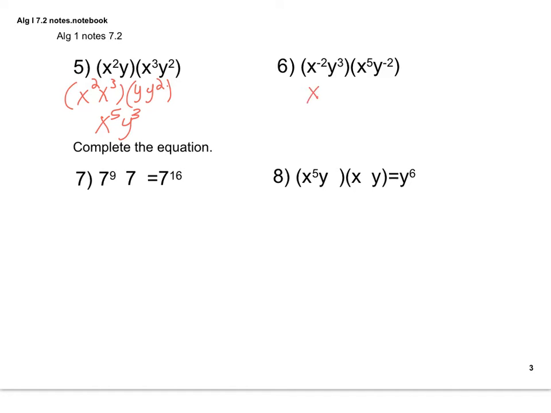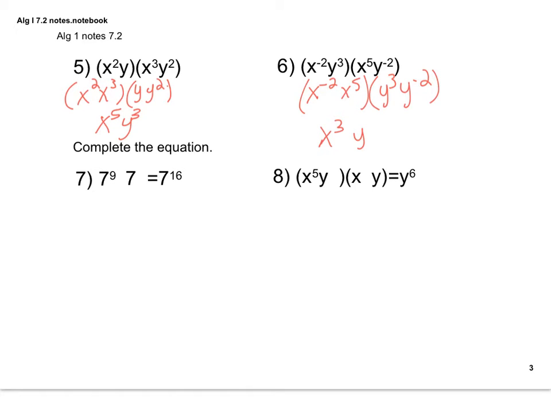So I've got x to the negative 2 power times x to the 5th power. I'm just going to rewrite that like that. And then I've got y to the 3rd times y to the negative 2 power. And again, I can add those exponents together. Let's clean that up a little. Well, let's just start over with that one. I can add those exponents together, and I get x to the 3rd power y. Well, y is going to be the 1st power, so I'm just going to leave it as y. So x to the 3rd y.